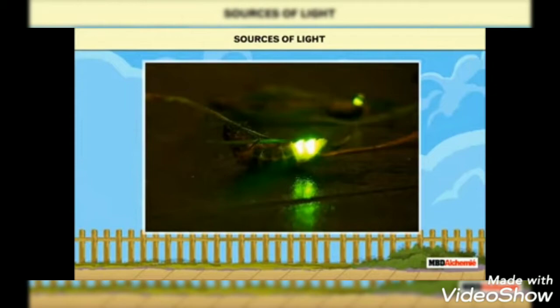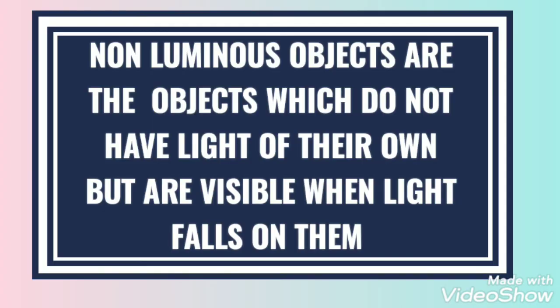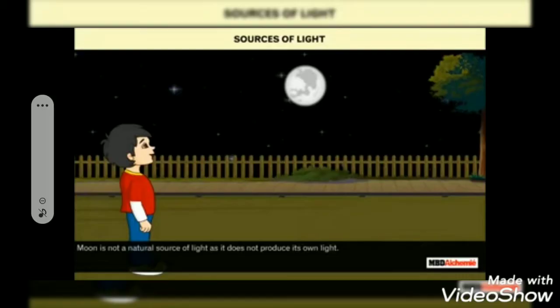Then we have non-luminous objects. Non-luminous objects are those objects which do not have light of their own but are visible when light falls on them. For example, the moon. The moon is a non-luminous object because it does not have its own light. It is reflecting the light of the sun. The light of the sun falls on the moon and gets reflected back. That is luminous and non-luminous objects.